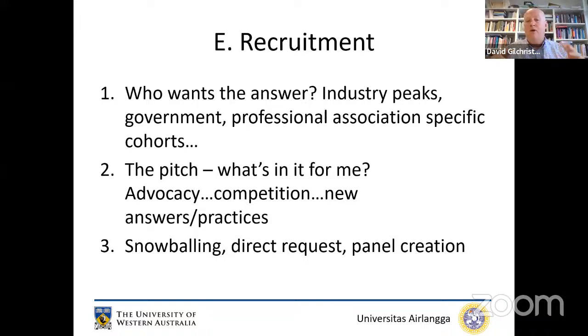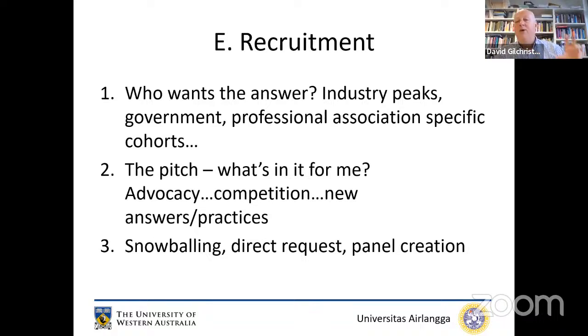We want the cohort to be as big as possible to ensure that it's as representative as possible. But panel creation is another way to do this. And if you have a research program that is supported by industry, you can often develop a panel that allows you to come back to the same people all the time. So we do this in a number of our research areas.